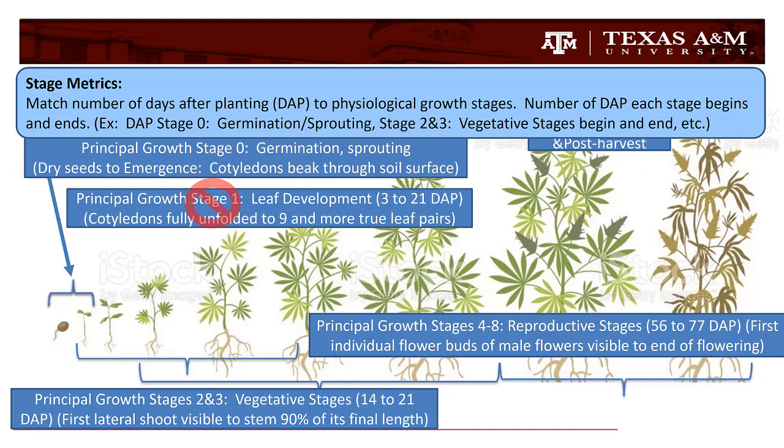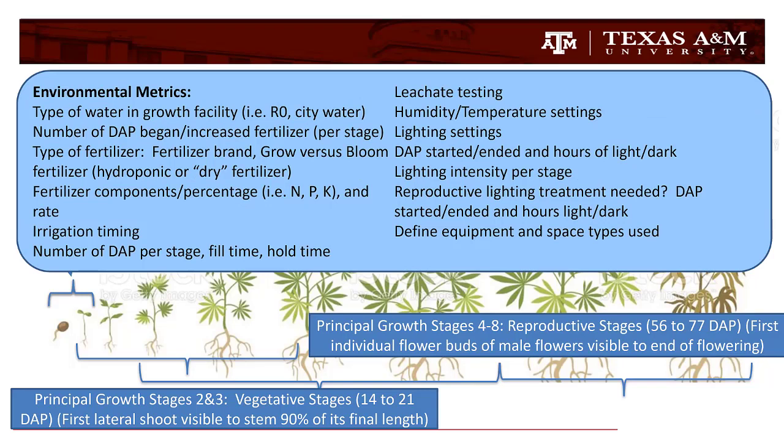So one of the categories is a metric on plant stage. Again, that's matching days after planting to physiological growth stages on that hemp scale. So how many days after planting does the vegetative stage begin and end? And how do I know that based on plant physiology? The second bucket are environmental metrics. So what does my growth environment look like? When are the plants given irrigation, and fertilizer type and rate, the temperature, humidity, and lighting settings? Those all help me establish the baseline at which I'm growing from.